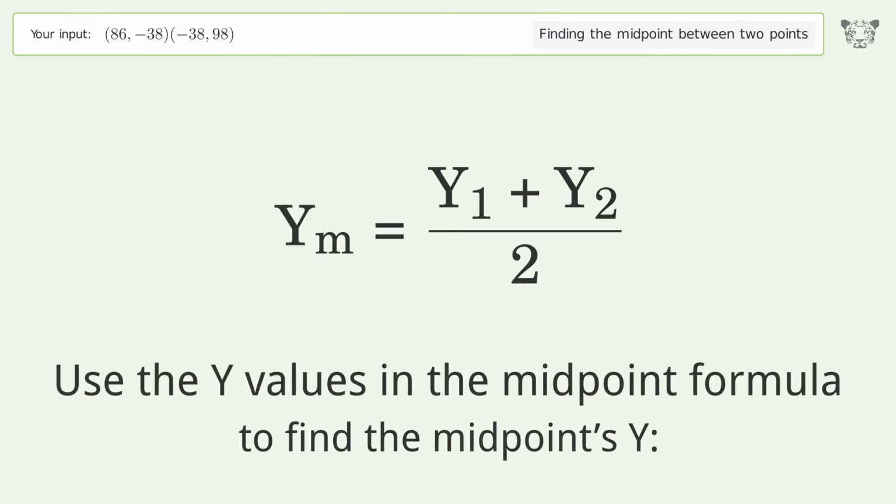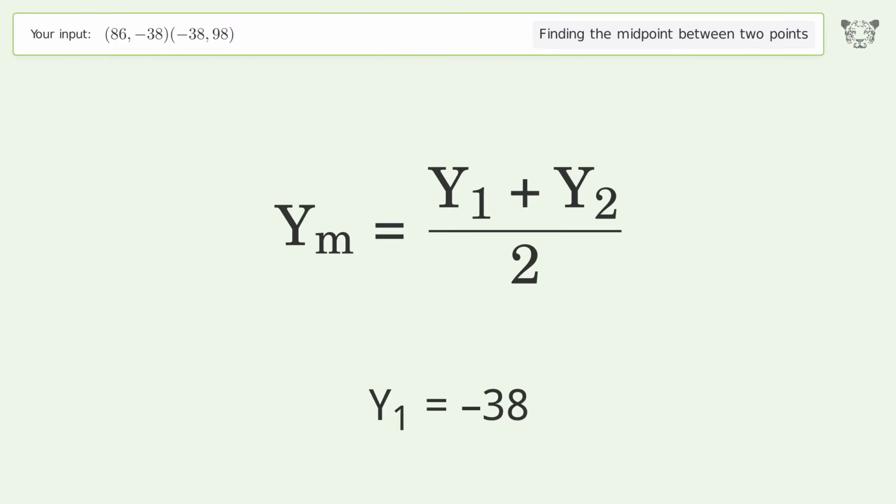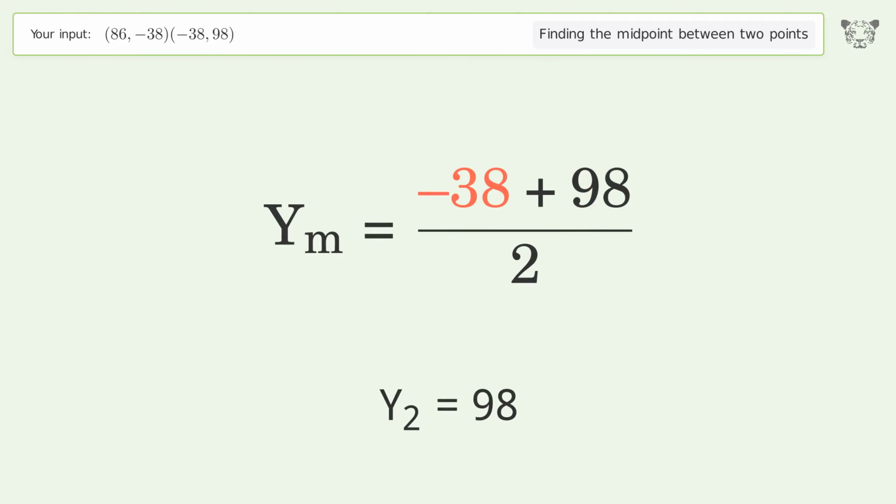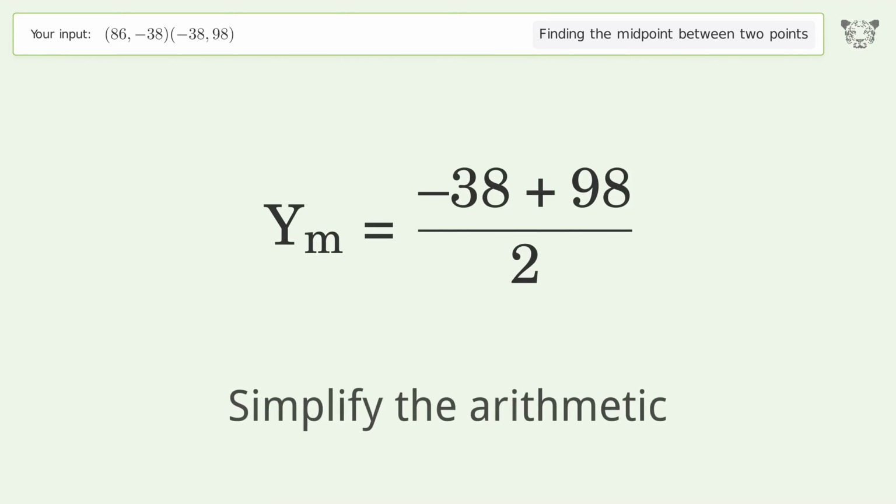Use the y values in the midpoint formula to find the midpoint's y. y1 equals negative 38. y2 equals 98. Simplify the arithmetic.